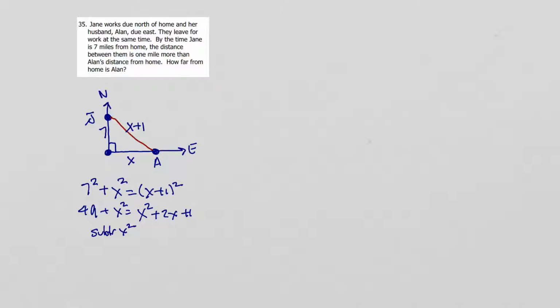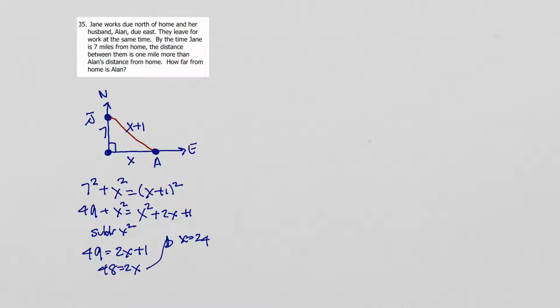And when we do that, on the left side, x squared minus x squared is 0. On the right side is 0. So the x squareds are gone, and we end up with 49 equals 2x plus 1. Let's subtract 1, so we'll get 48 equals 2x. Divide by 2, I'll do it right here. X is equal to 24.